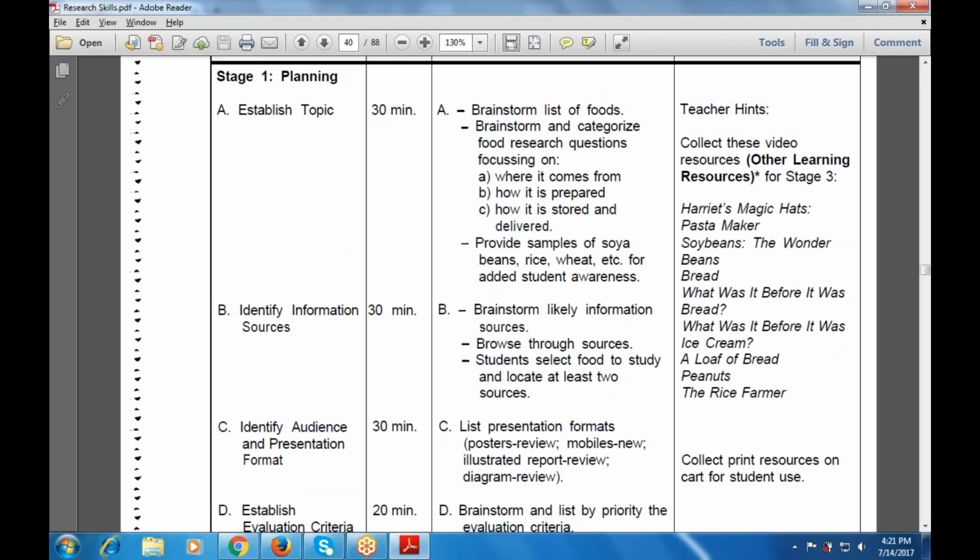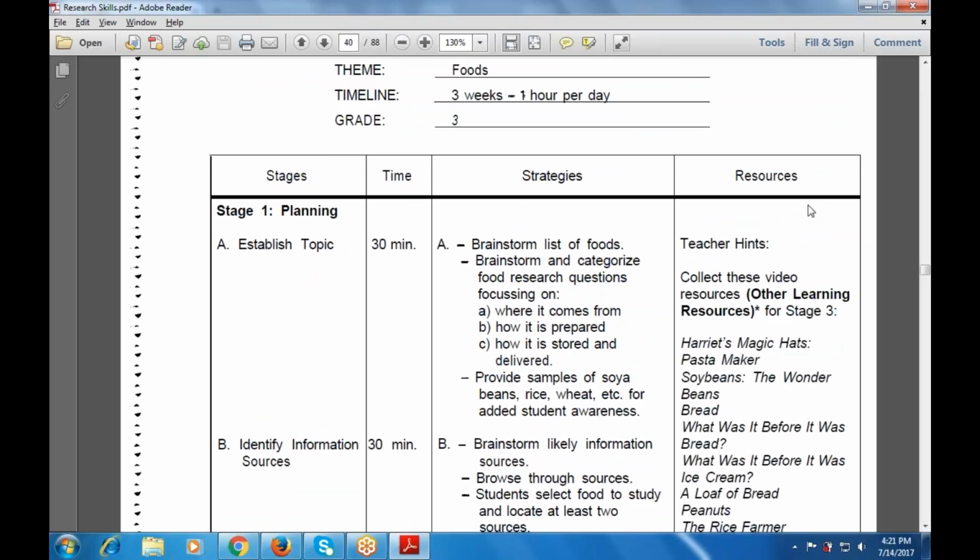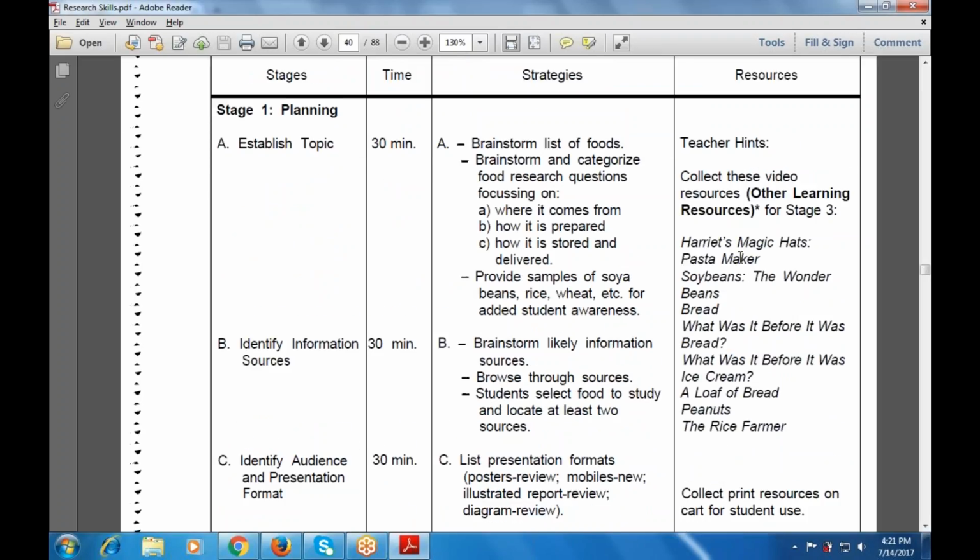These are the stages. Now, from the teacher's point of view, what are the various resources that are used? First of all, collect videos or lectures and other learning resources for stage 3, so that it will help in the stage 3 information processing. Then Harriet's magic heads, pasta maker, soya beans, fava beans, bread, what was it before it was bread, what was it before it is ice cream, a loaf of bread, peanuts, and the rice farmer. Whatever the procedures and hints used for the pasta maker, soya beans, and bread, these are the food names, including the video and the learning resources.